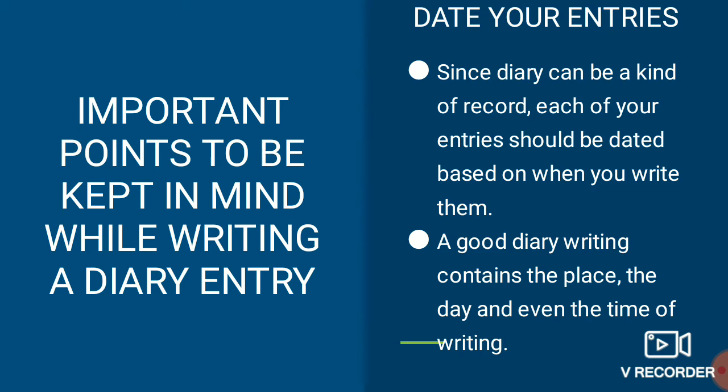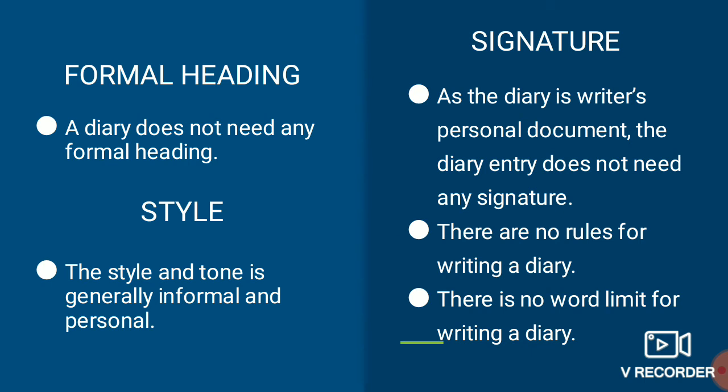First is date your entries. Date is the most important part. That's why this piece of writing is known as diary entry, because you can see any diary, and any book can be called a diary that has the mention of the month and the date. Since a diary can be a kind of record, each of your entries should be dated based on when you write them. A good diary entry contains the place, the day and even the time of writing.